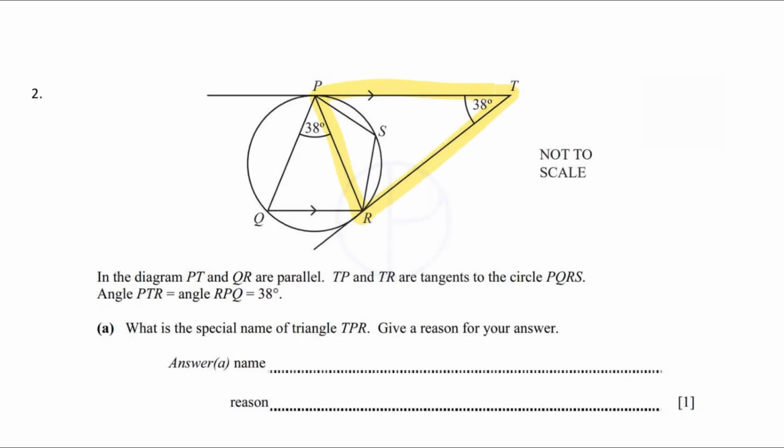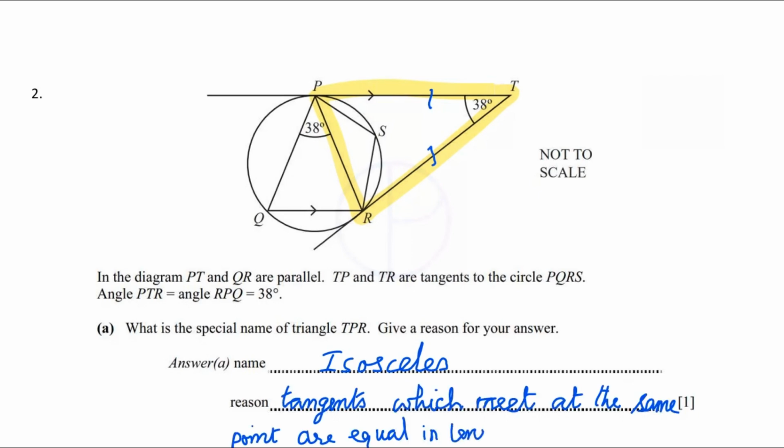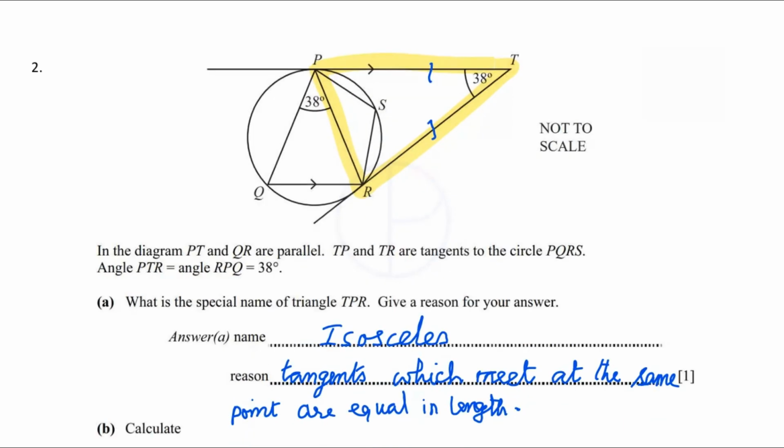So this is the triangle TPR. Here TP and TR are tangents. Tangents which meet at the same point are equal in length. So these two tangents, that is TP and TR, are equal in length. So in a triangle, when two sides are equal, it is known as an isosceles triangle. Okay. So the name of the triangle is isosceles triangle. The reason is tangents which meet at the same point are equal in length.